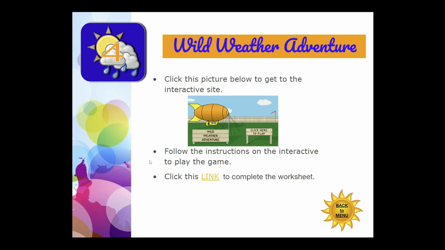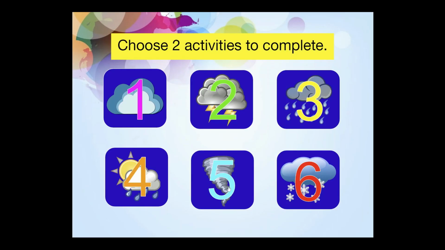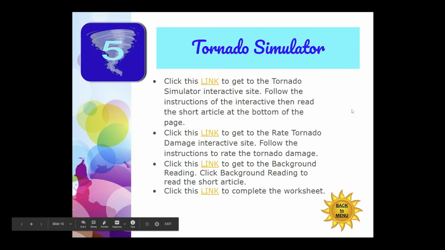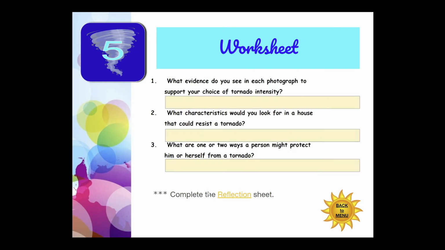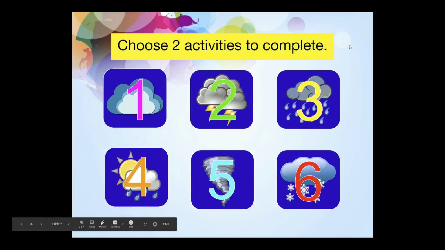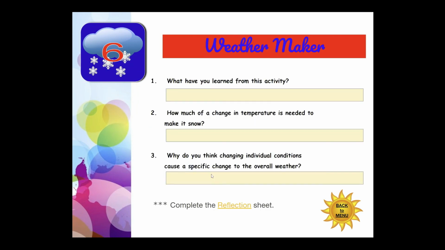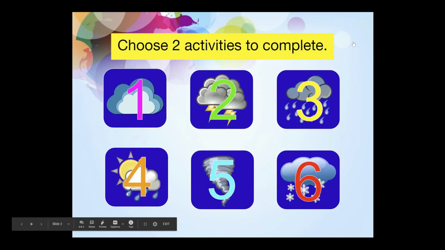This is the 4th option: instructions for the activity, a link to complete the worksheet, and then the reflection questions that they need to complete, back to the menu. The 5th option, when clicked, will advance to this activity page, then click a link to complete the worksheet that goes with it, and then the reflection question, and then back to the menu. Last but not least, option 6, which will advance to this page: activity directions, click to get to the worksheet questions, the reflection questions, and then back to the menu.